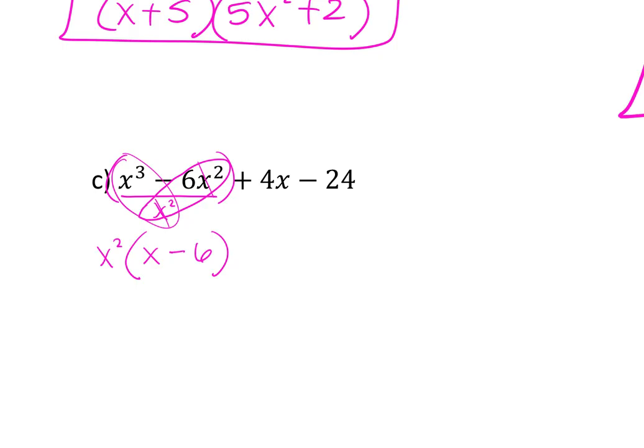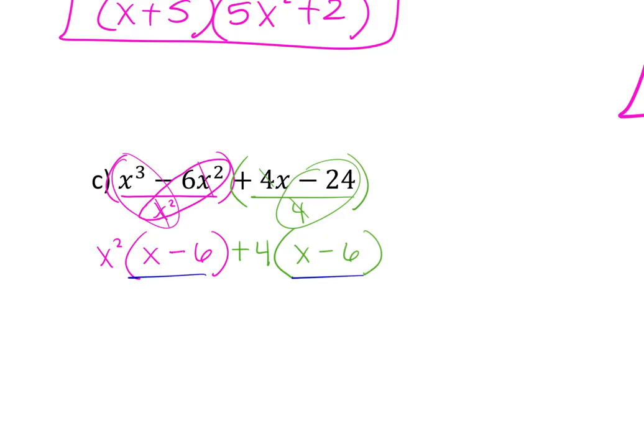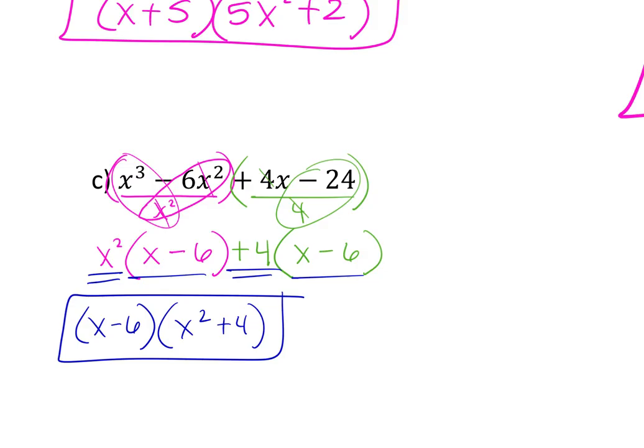Okay. Now look at your second group. Okay, now we've got this guy, a 4x and a negative 24. What can you divide both by? 4. So we're going to factor out that 4. We're left with x, right? That would become x. 24 divided by 4, you're going to go minus 6. And then once you see the same thing, you can factor that thing out of it. So it's going to be x minus 6. And then what you're left with, x squared plus 4, goes here. Okay.